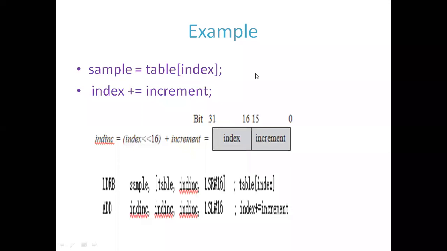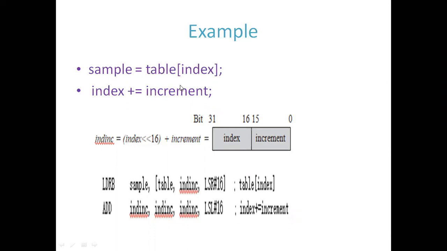The best example here is that I have a 32-bit register, which goes from index 0 to index 31, right? Look at this: sample is equal to table of index, which is an array here. We take the index values, and index equals index plus increment, right? Index will be incremented by increment. That's as simple as that.